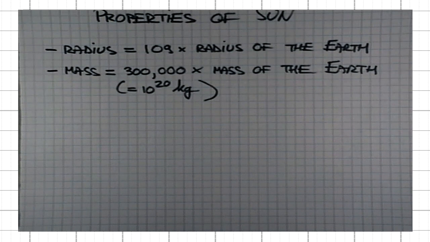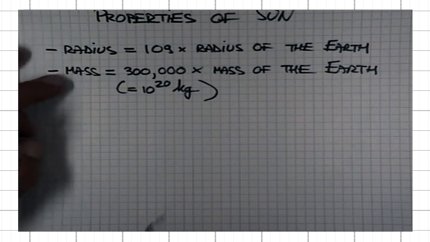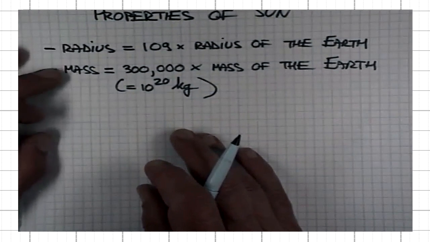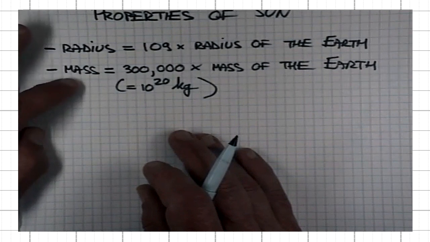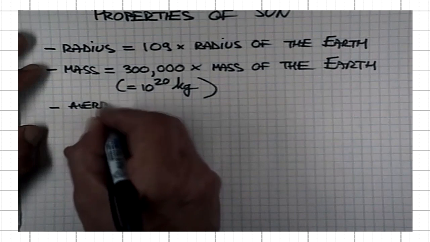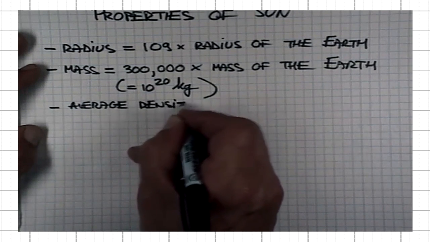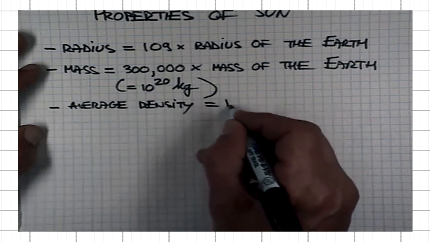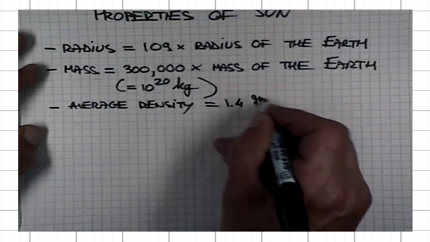Once you know the radius and the mass, from radius, you can calculate the volume, and then dividing the mass by the volume, you can calculate the average density. It is about 1.4 grams per centimeter cubed.